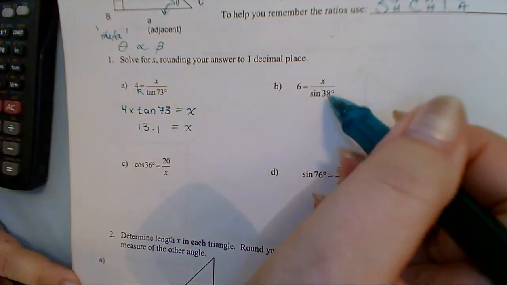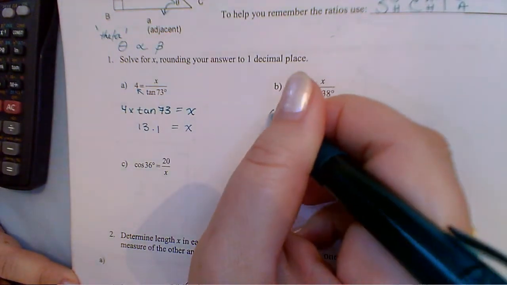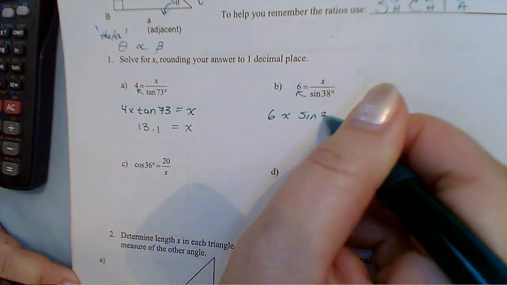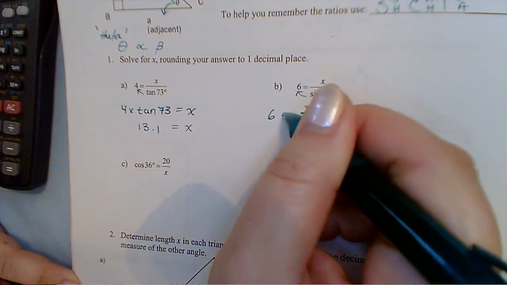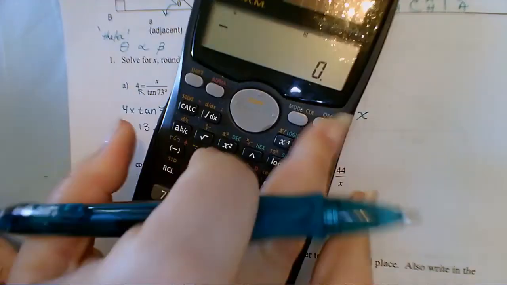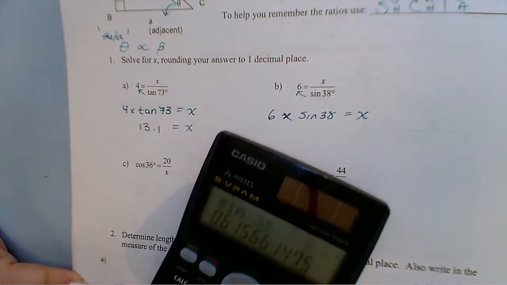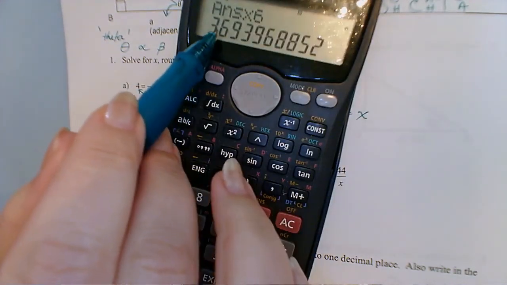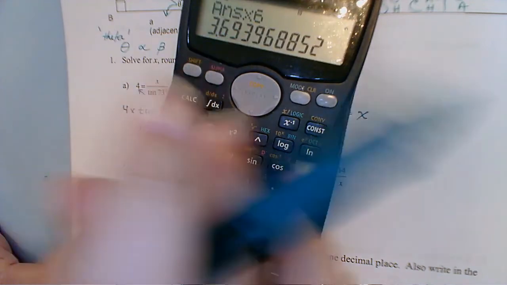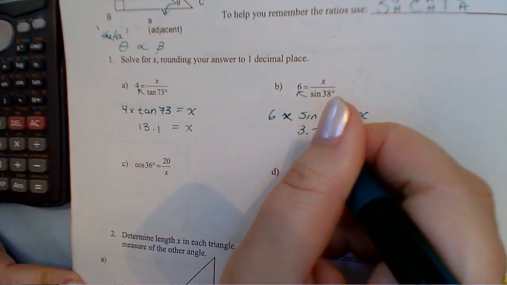Again, here the x is on top. This time there's sine 38 on the bottom, so it's the sine 38 that has to come up and be multiplied by the 6 that's already sitting on the other side. So again, on your calculator, sine 38 first. Get that 0.61 number. Don't write it down. And then go times 6. So 3.69. Now again, to one decimal place, the 6 is being followed by a 9, which means the 6 becomes a 7. So 3.7.